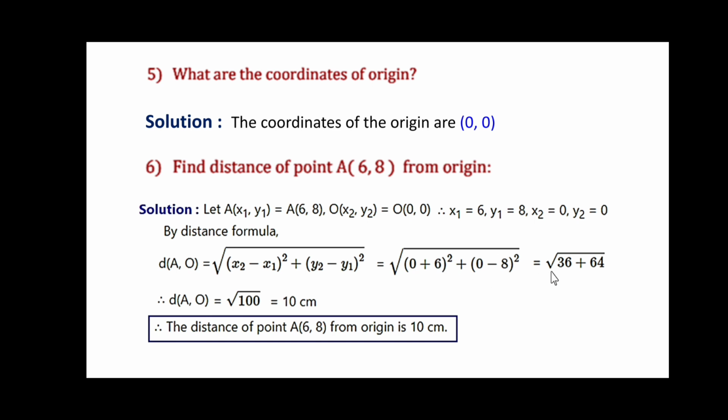So here the addition of these two is 6, 6 squared is 36. Minus 8 squared is 64. The addition of this is the root of 100. So the distance between A and O is root 100, and the square root of 100 is 10. Therefore, we can write the distance between A (6, 8) and the origin is 10 centimeters.